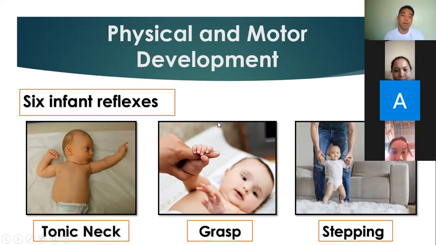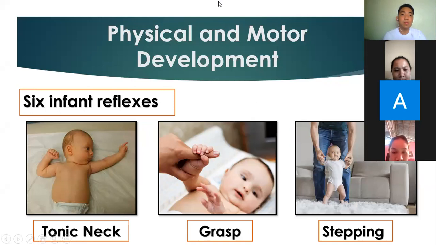This one is the grasp reflex. When you touch the baby's palm, he or she will immediately grasp the object. Okay. This is the grasp reflex. And then you have the stepping reflex. When you hold the baby upright and the baby's foot touches an object, the baby will step. That's normal. Okay. So we're done with the reflexes.